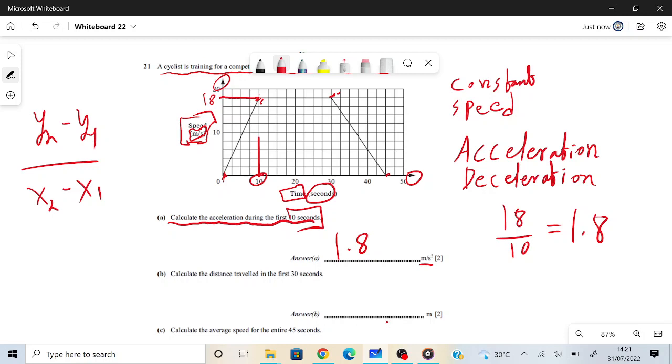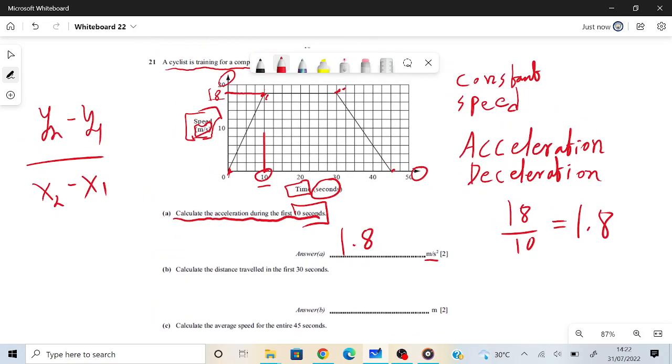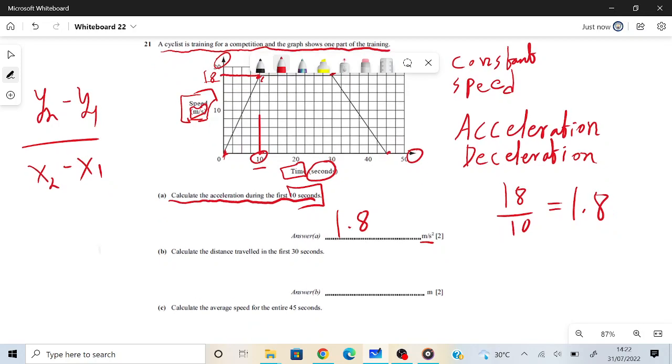I did the change in y over change in x, that's 18, because it's 18 to the top, and divided by 10, because it's 10 to the right, or 10 across. Please do note that if the line was not starting from the origin, then it would have been much easier to do y2 minus y1 over x2 minus x1.